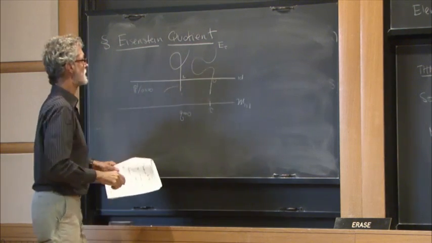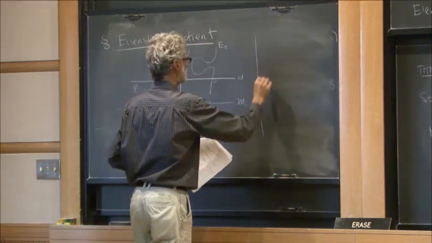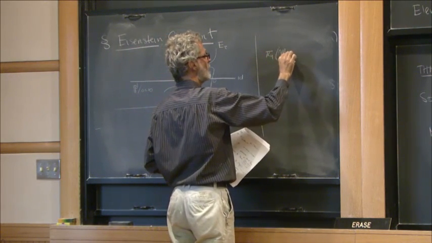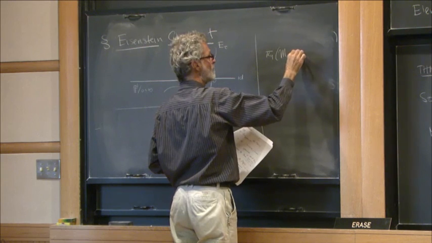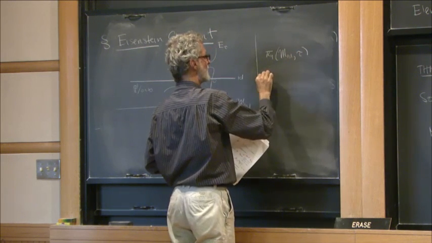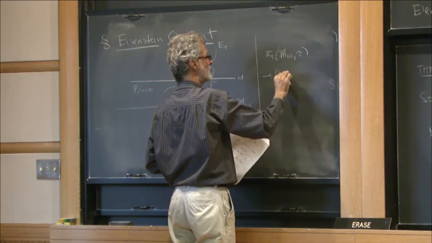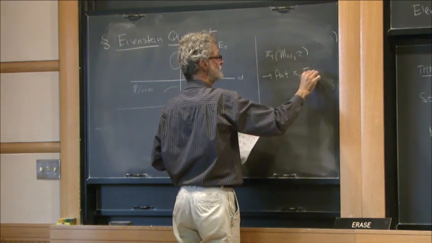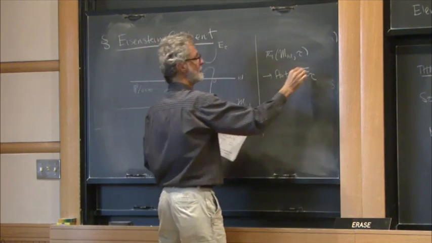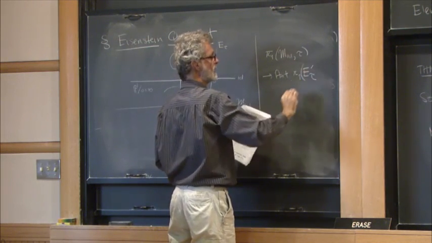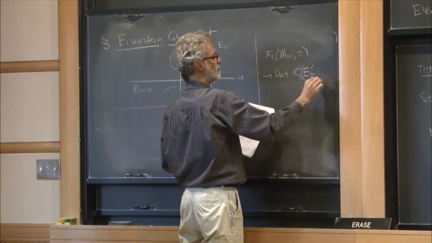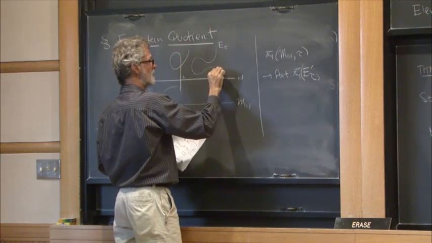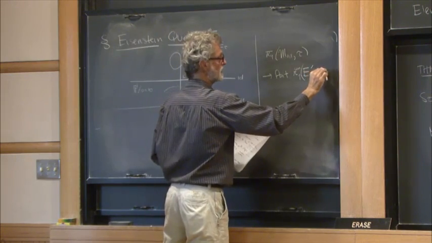Because I want an action of pi 1 of M11, say tau, is going to map into the automorphisms of pi 1 of, say, E tau. So this will be E tau prime. Prime means I remove the identity, and I'm going to take its unipotent fundamental group. And the place where I need the tangent vector is I'm going to take some non-zero tangent vector here.